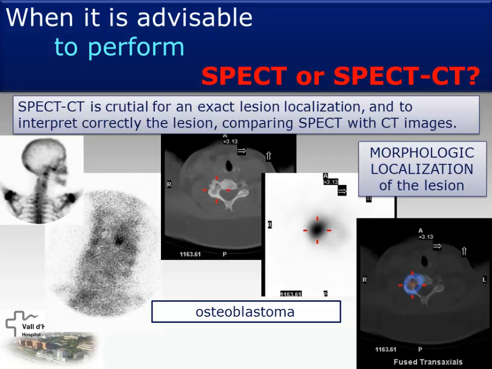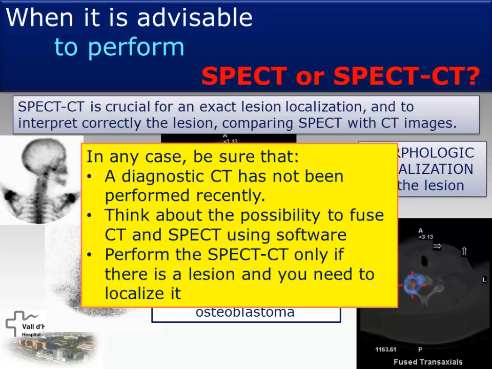In any case, be sure that a diagnostic CT has not been performed recently. Think about the possibility to fuse the CT and the SPECT using software, or to make a correlative, comparative image, and to perform the SPECT-CT only if there is a lesion and you need to localize it, especially in the body and especially in young children.